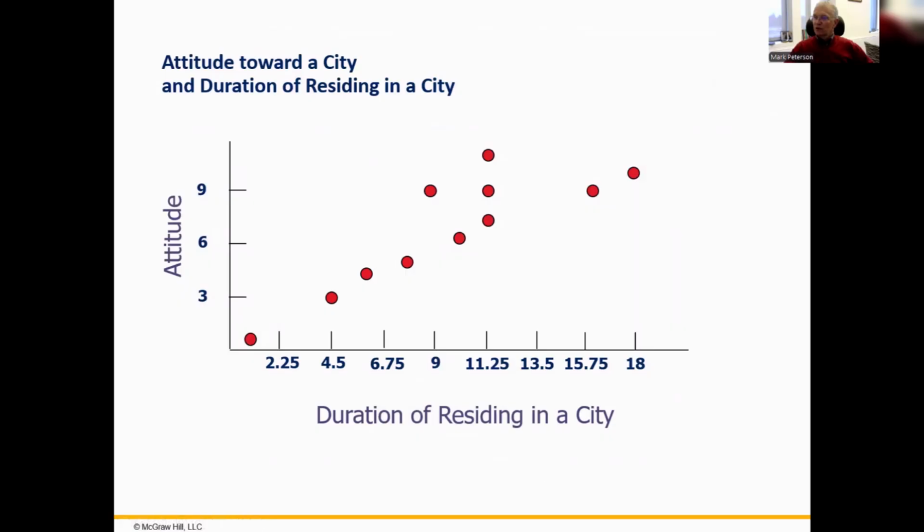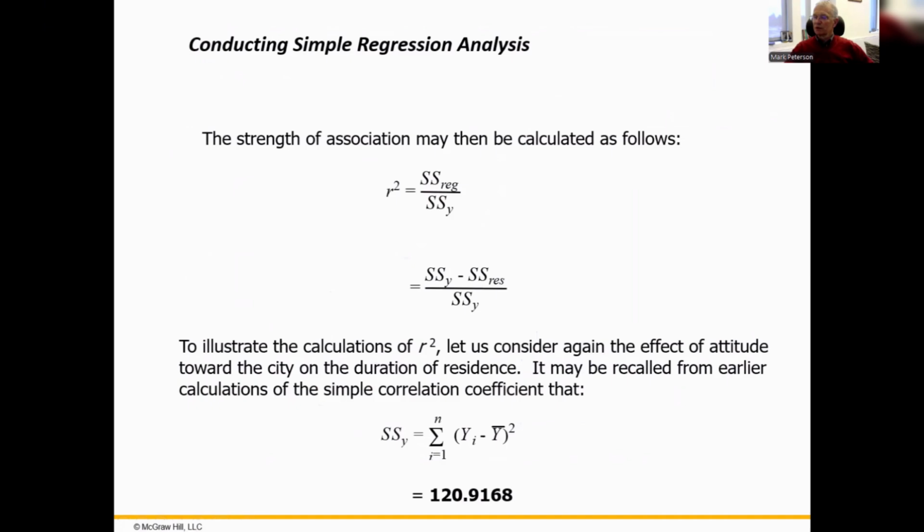And the two variables we'll look at here in our case are duration of residing in a city, so the number of years, and then the attitude toward living in a city. So we see that generally there's an upward line there, so it looks like there's a linear relationship, and it's a positive one. So to determine R squared, we're going to get sum of squares regression and divide that by our total sum of squares y.